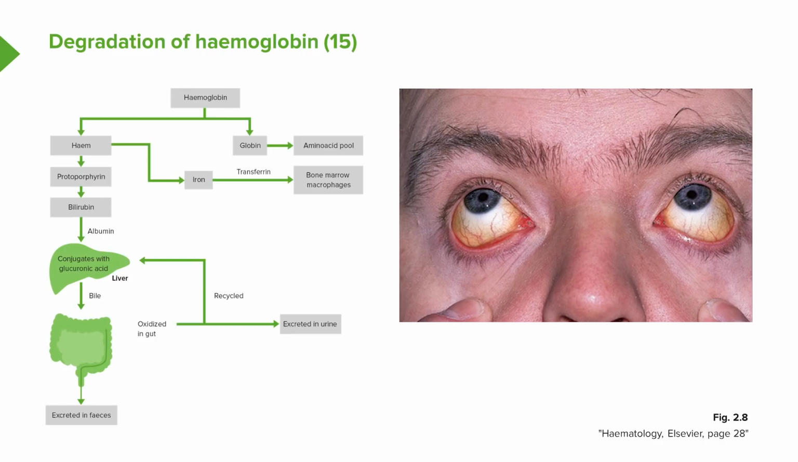That bilirubin's insoluble. It needs to bind to albumin, and it goes to the liver, where it can be conjugated and excreted into the gut. Some of it is actually reabsorbed and can be passed out in urine.